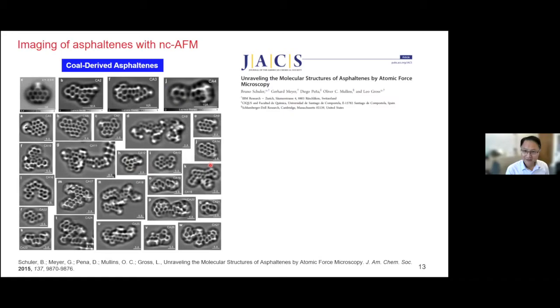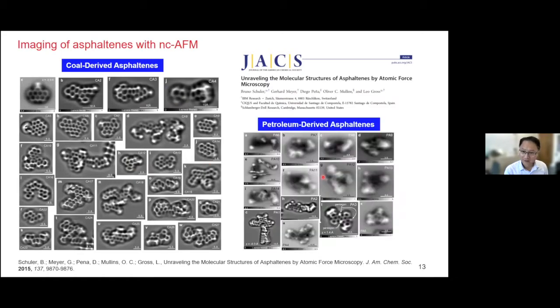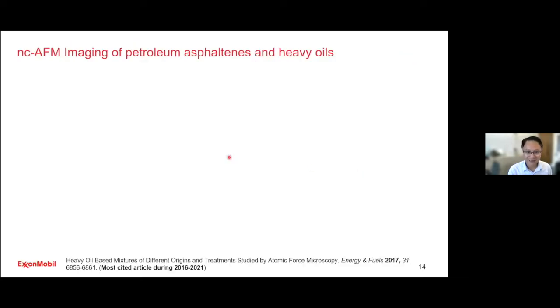And then this is petroleum asphaltenes. You can see this structure; there are only a few limited ones, although it took a lot of effort. Some of the rest of the images are very furry and not very clear. So we decided to do more work. This caused a lot of interest in the industry, and that's how we decided to work together.